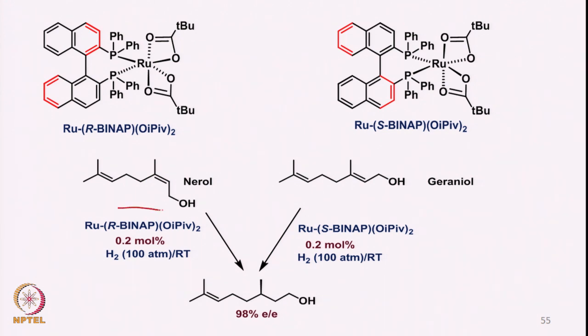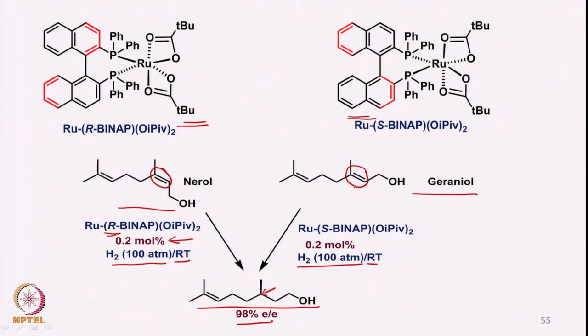Likewise, nerol and geraniol can be converted into the corresponding alcohol, where there is a hydrogenation of the allylic alcohol part, using these types of ruthenium catalysts. As we can see, only 0.2 mole% of the catalyst has to be used with hydrogen at 100 atmosphere pressure at room temperature. And if we start with this and use R-BINAP, we get this molecule, and the same molecule can be obtained by inverting the geometry of the double bond from nerol to geraniol and using S-BINAP, and we get the same molecule with same enantiomeric purity and same configuration, and therefore both nerol and geraniol can be converted to this using different R-BINAP or S-BINAP.